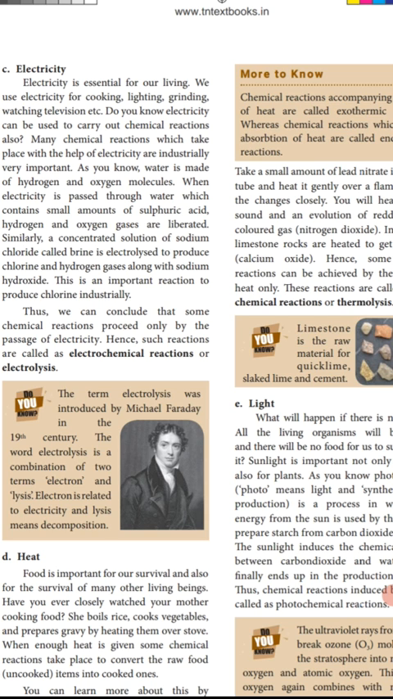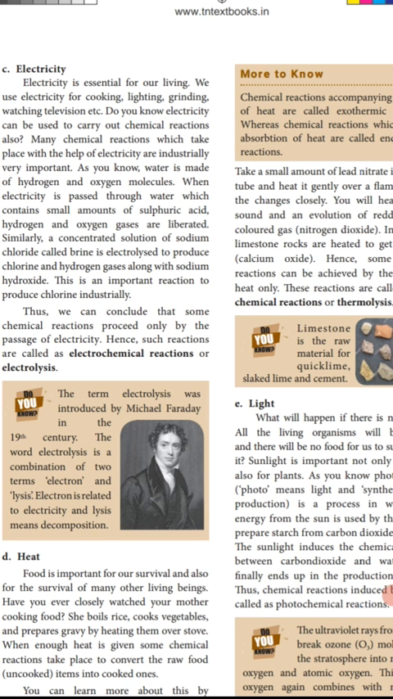Next one, heat. When enough heat is given, some chemical reactions take place to convert raw food items into cooked ones. In industries, limestone rocks are heated to get quicklime, calcium oxide. So some chemical reactions can be achieved by the supply of heat only. These reactions are called thermochemical reactions or thermolysis, like electrolysis.